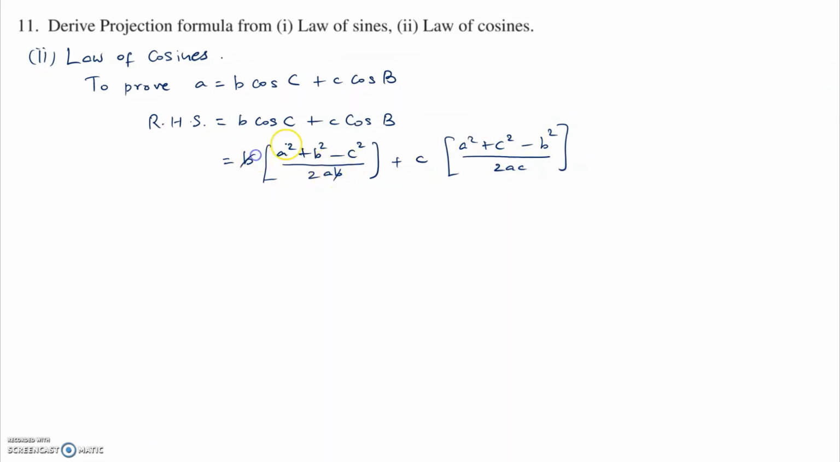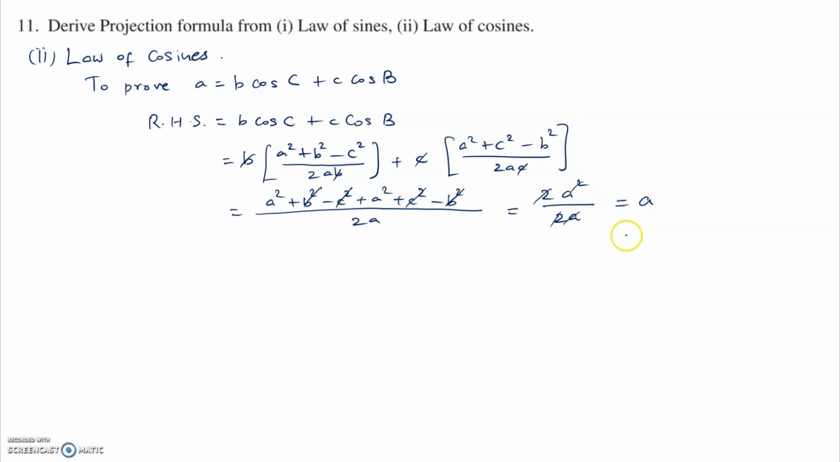Again, B and B will get cancelled. C and C will be cancelled. So 2A is a common denominator. So we keep the 2A as common denominator. And in the numerator, we have A squared plus B squared minus C squared. And from this side, right side, it is A squared plus C squared minus B squared. B squared and B squared will disappear. C squared and C squared. So you're left with 2A squared divided by 2A. 2 and 2 will disappear. A and A will go. So you're left with A, which is equal to the left hand side, hence the proof.